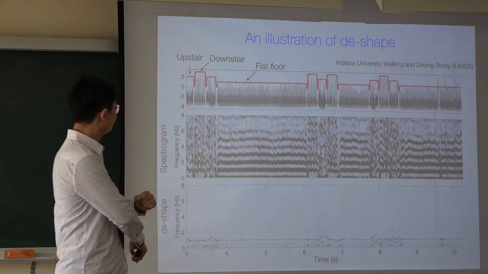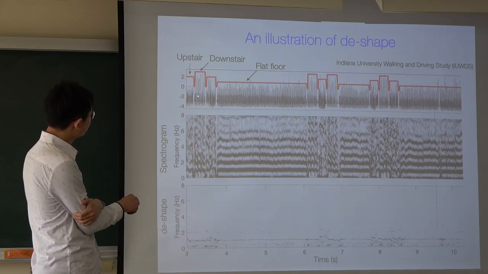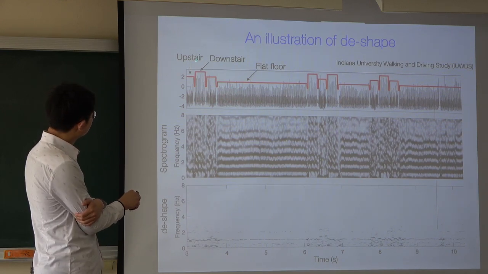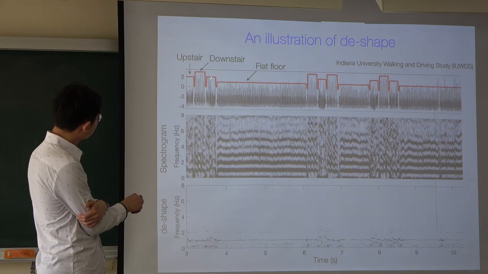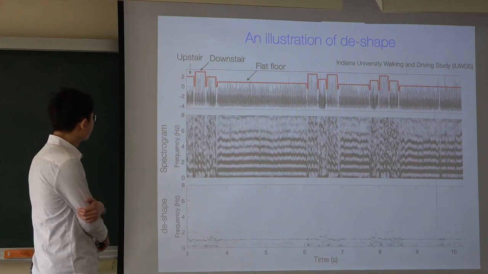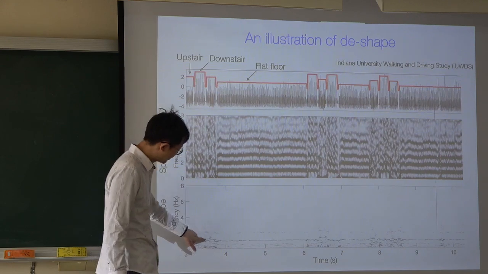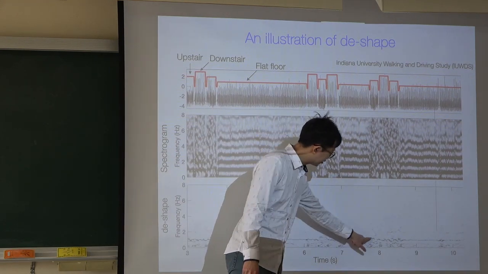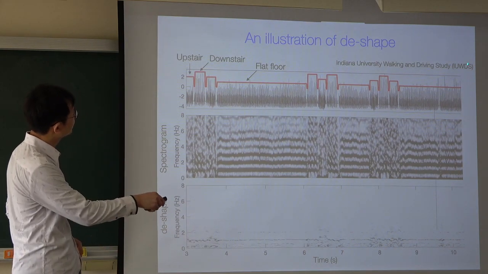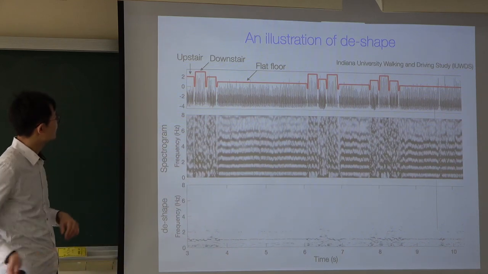And this is an illustration of the D-shape, which helps us to do a further analysis. So this is the IMU signal when a subject is walking, which is upstairs, downstairs, upstairs, and walk on a flat floor and repeat. And this is the short-time Fourier transform spectrogram, and this is a D-shape. You can see the D-shape gives you a very beautiful pattern of the walking frequency and so on. And this is from the Indiana University walking and driving study database, which you can find online easily.